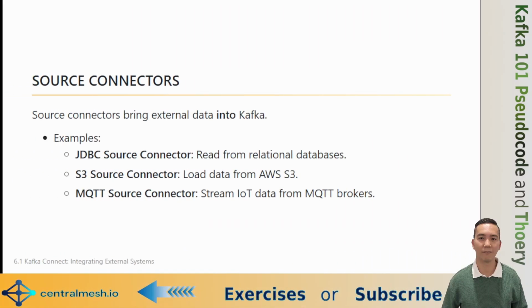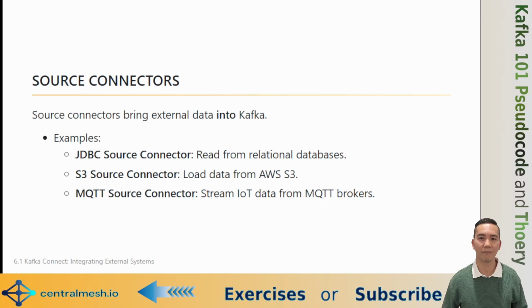When we talk about integrating external data into Kafka, we rely on something called source connectors. These are essentially components that allow us to bring in data from various systems, seamlessly fitting it into our Kafka pipelines. For instance, imagine you need to pull data from a relational database, perhaps a Postgres or MySQL instance. In this case, we use the JDBC source connector. This connector continuously reads from the database, capturing new records as they appear, pushing them into Kafka topics for real-time processing.